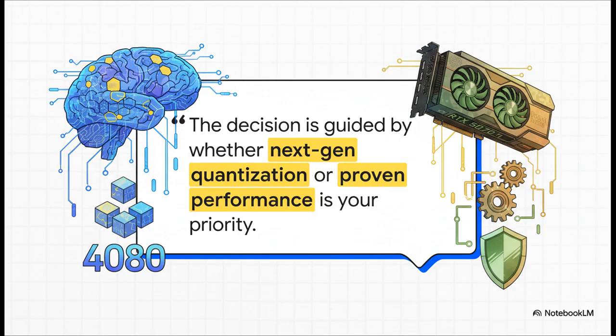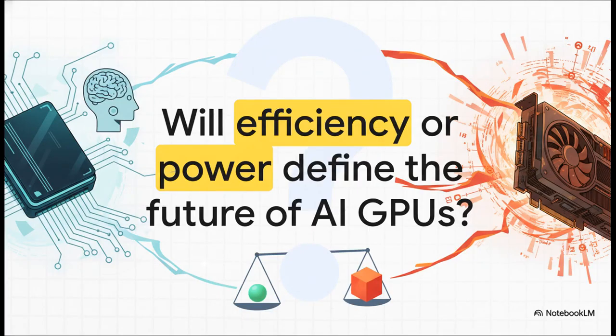Is it that bleeding-edge next-gen tech for massive models? Or is it proven, all-around power? Your answer to that question tells you exactly which card to get. And it really leaves us with a huge question about where all this is headed. As these AI models keep getting crazier and more demanding, which path wins out? Is it the hyper-specialized efficiency we see in the 5070 Ti, or is it the brute force, versatile power of a card like the 4080? The future of consumer hardware might just hinge on that answer.